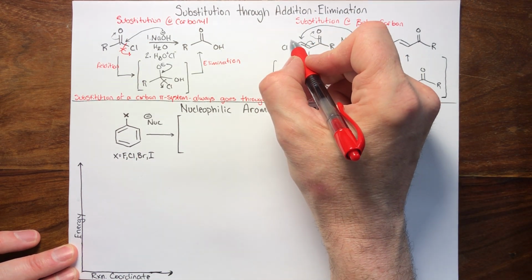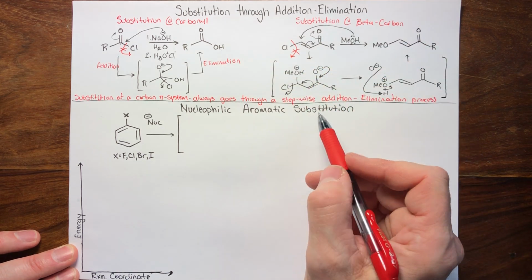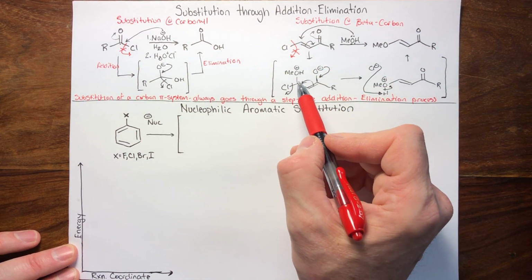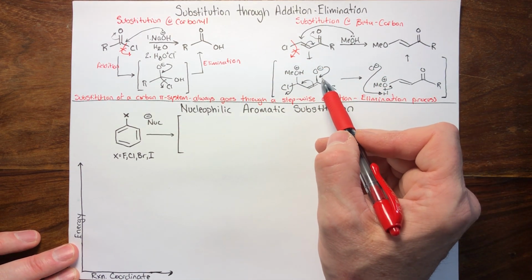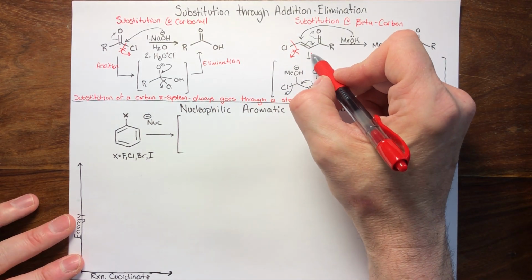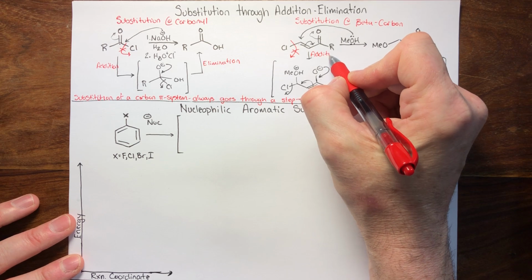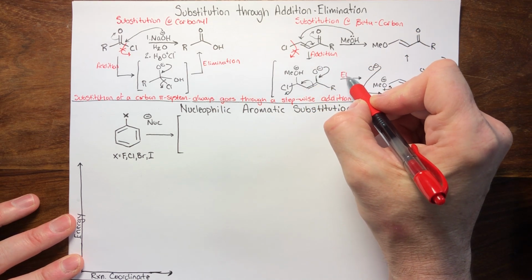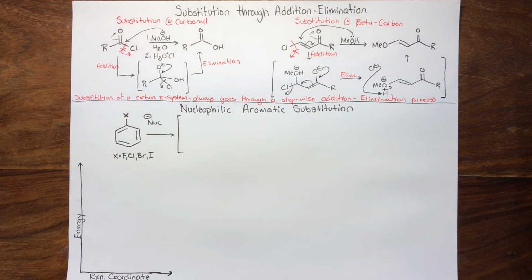Likewise, when we add the methanol, we're not kicking out the chloride directly over here, but we're pushing those electrons up to the electron withdrawing group and then doing an elimination. So this would be the addition step, and this would be the elimination step. All right, so this all sets us up to help us better understand nucleophilic aromatic substitution.